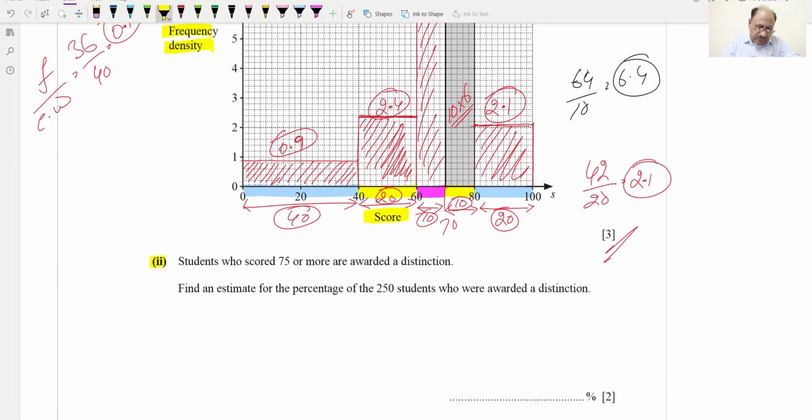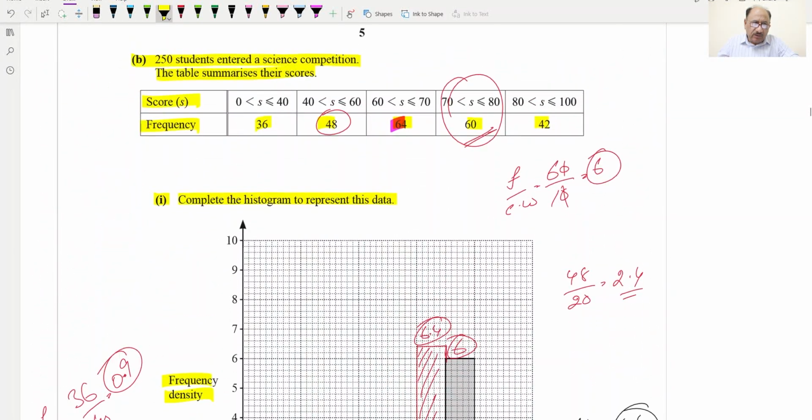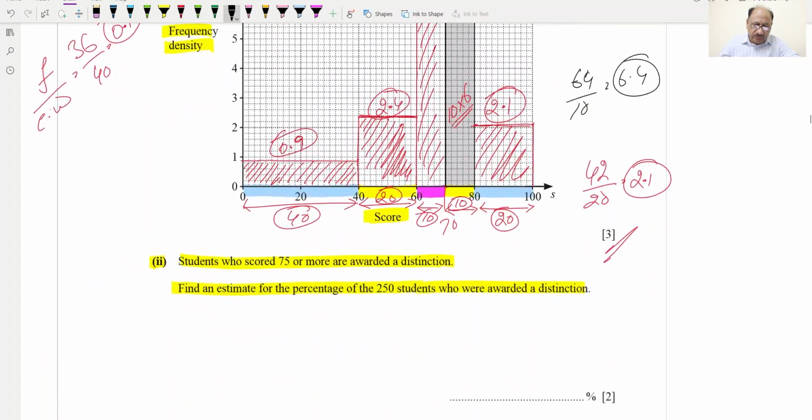Now the second part: students who scored 75 or more are awarded distinction. Find an estimate for the percentage of the 250 students who were awarded distinction. So the distinctions awarded are from 70 to 80, which is basically half of this one. Half of this one we take, and 42. So we add these two and check the percentage of the total.